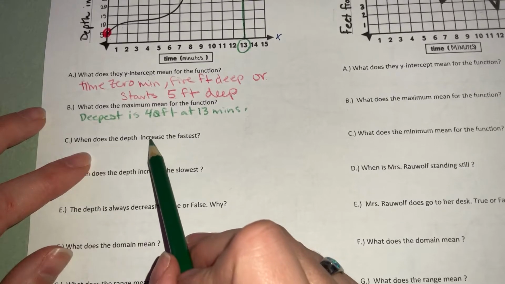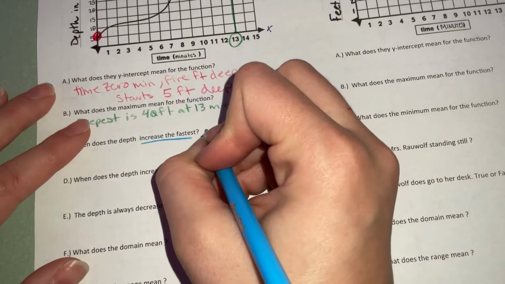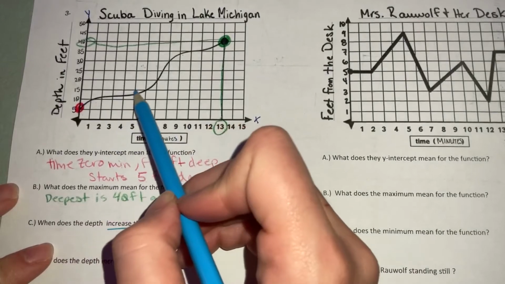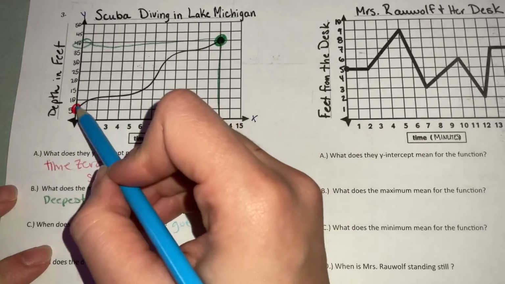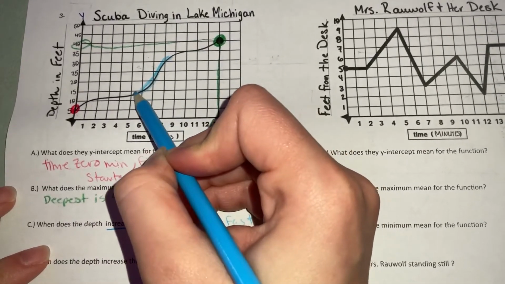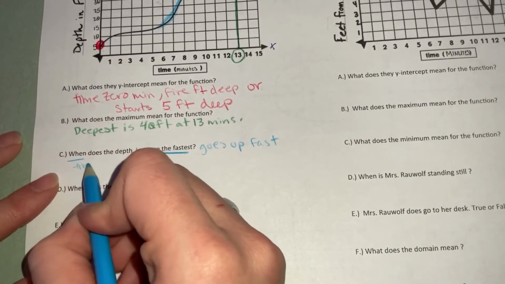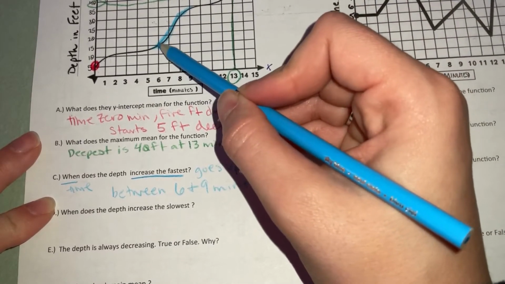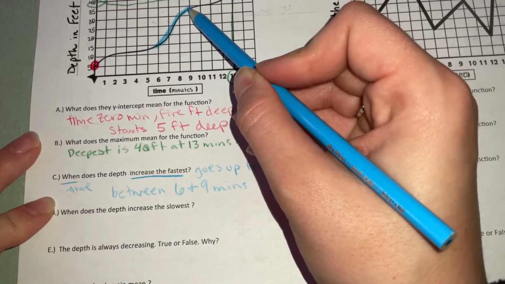When does the depth increase the fastest? So when does it go up really fast? Well, it looks like it's kind of going up the whole time, but when does it kind of skyrocket straight up? So looking at this, it skyrockets straight up during this time right here. So it asks us when. So this is talking about time. So we can say between 6 and 9 minutes, because right here at 6 minutes, we see it go whoop, and then it stops going that fast at 9 minutes.